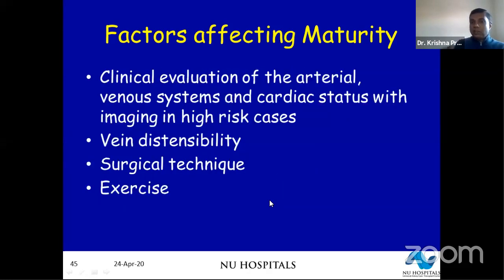So to summarize the whole thing, you go back to doing what Manish asked you to do: a very good clinical examination with a specific focus on the arterial and venous system, cardiac status, vein distensibility, which can be picked up by ultrasound. Surgical technique, the P-slot technique, which was actually propounded by one of the work group members in the KDOQI and therefore was thought to have a high bias, has been ruled out as a recommendation, but is open to a lot of multi-center trials. Maybe the technique can help in better maturity, and exercise definitely is shown to affect the maturity of the fistula. I hope I've covered all the areas which I said I will cover.